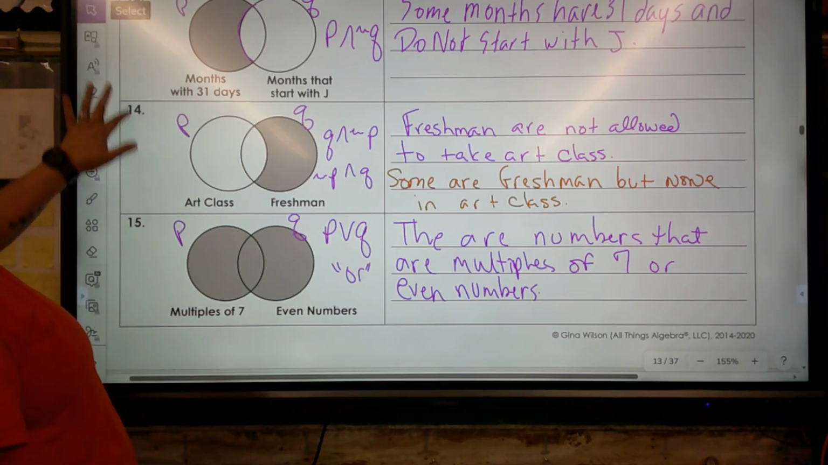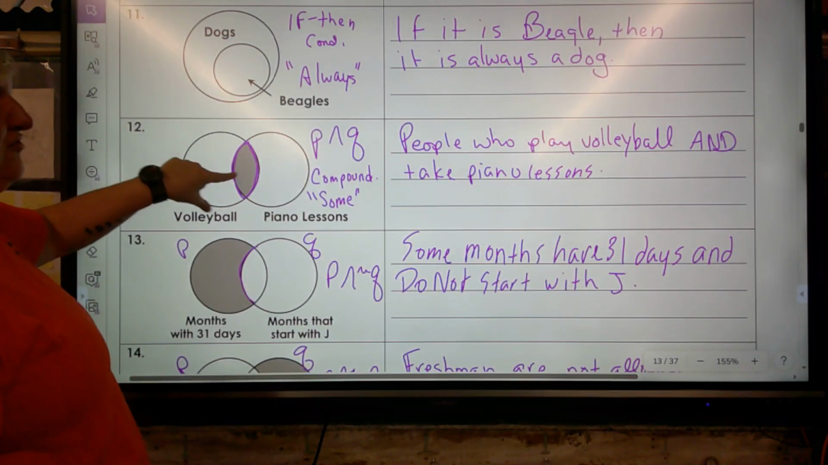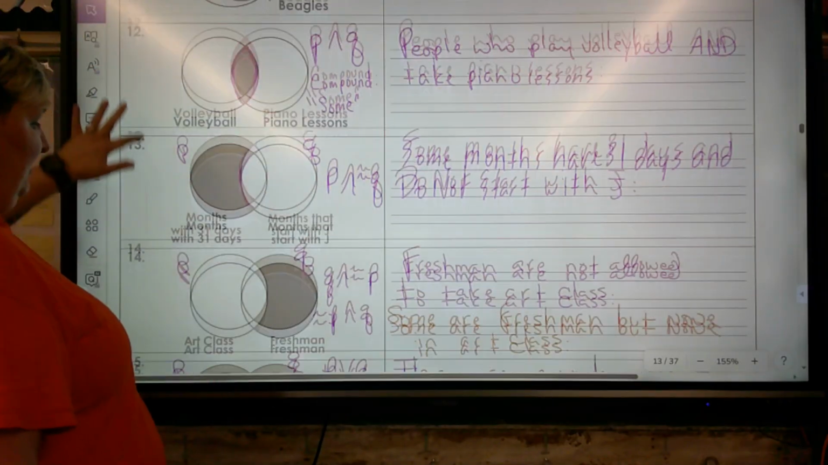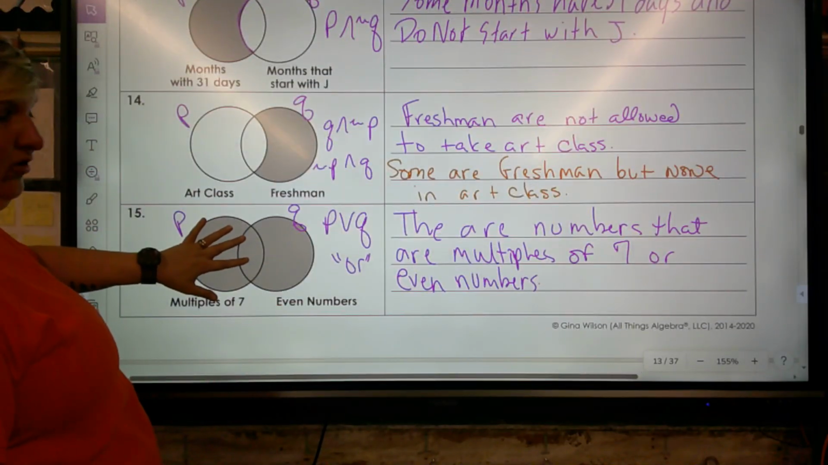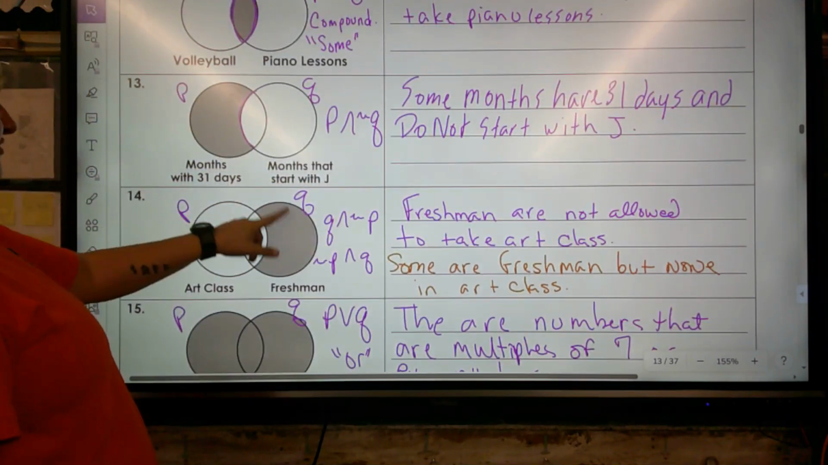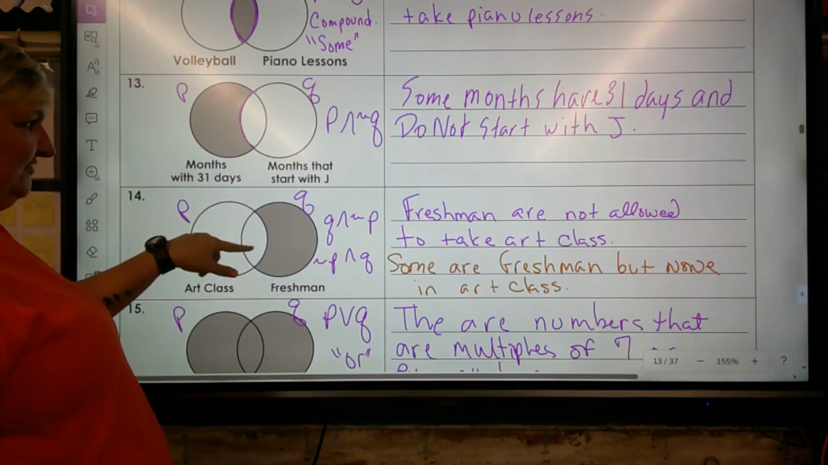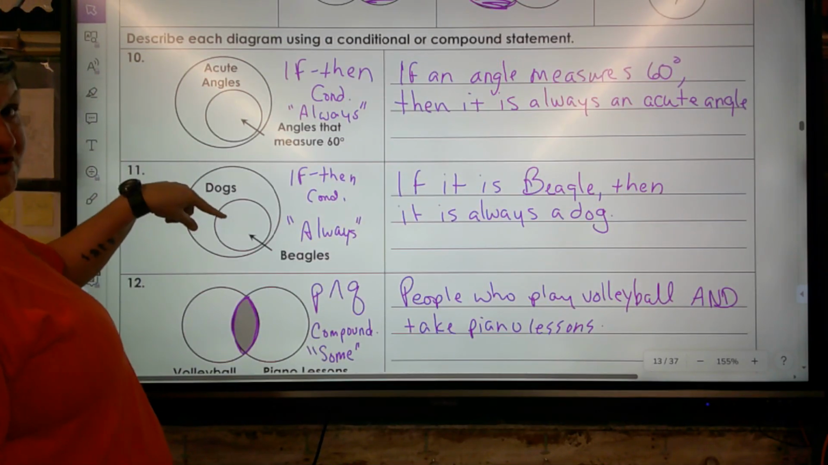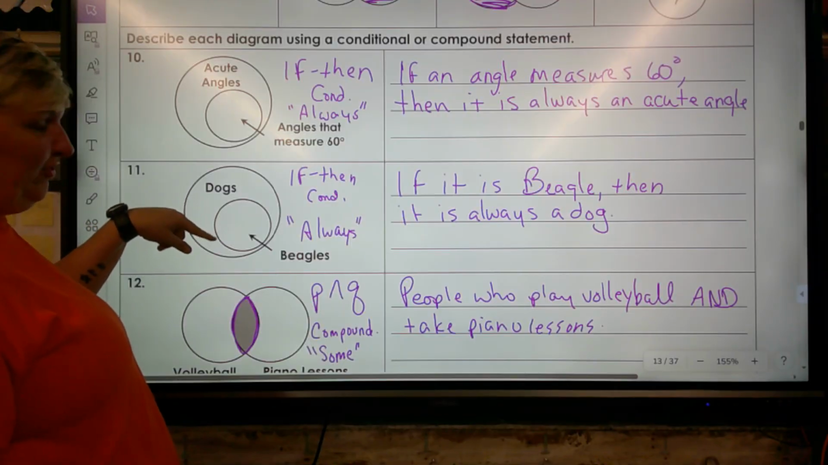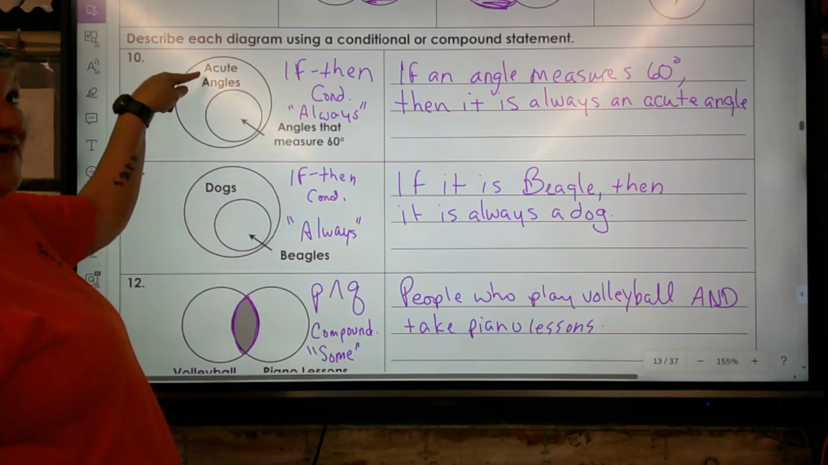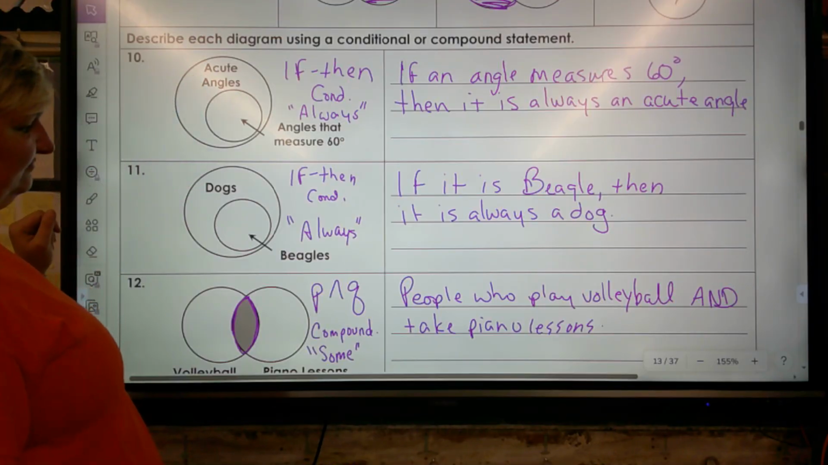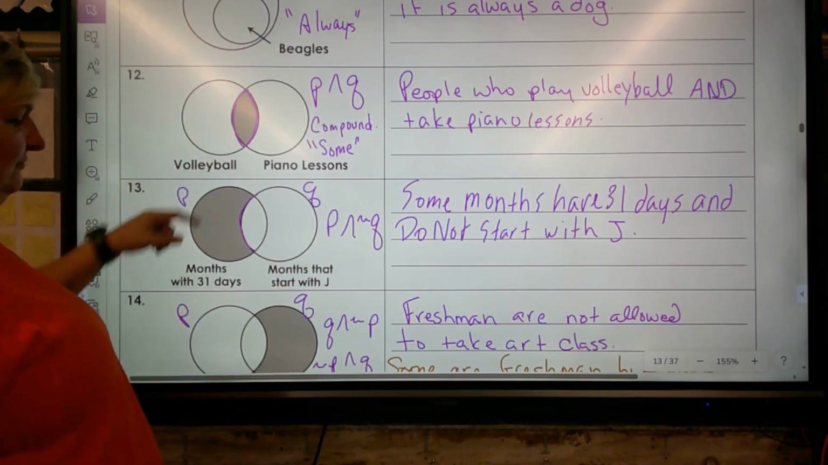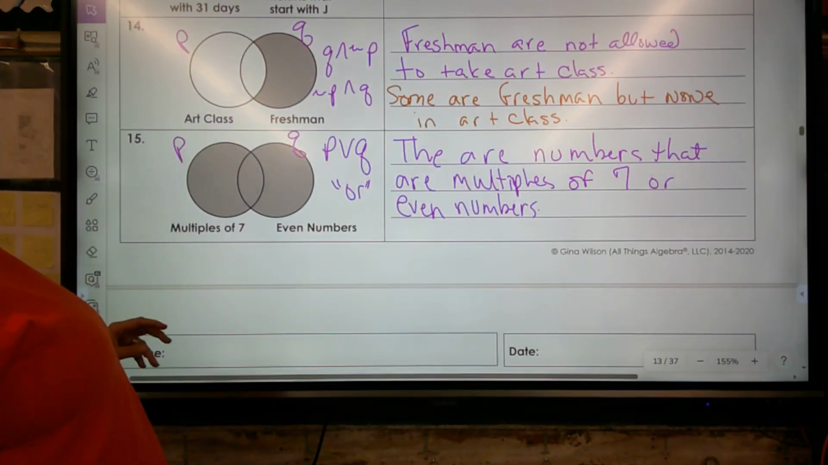So, important thing to remember. If it's just the overlap, that's your and. If it's everything, it's probably an or. If there's a part missing from the circle, that's a negation. And if it's inside the circle, that's if then. If this, then that. Look for your key terms. Always, some, and we didn't have any no's, nots, and nevers.